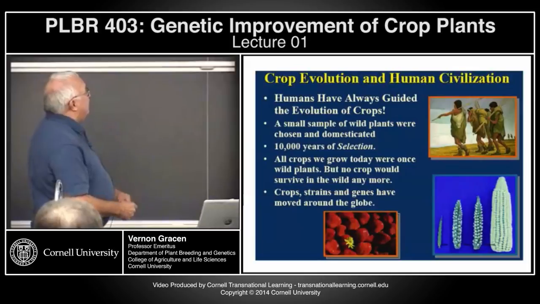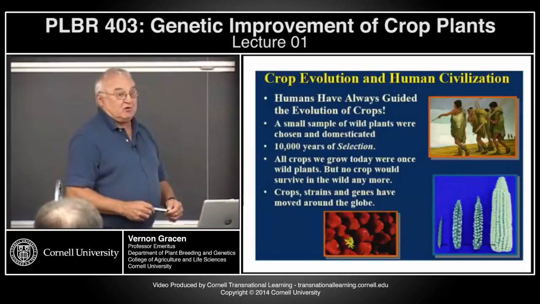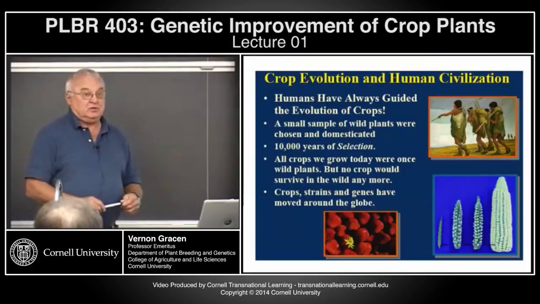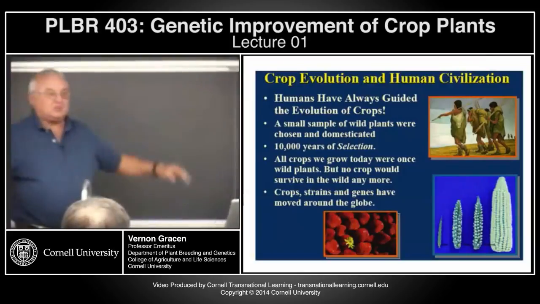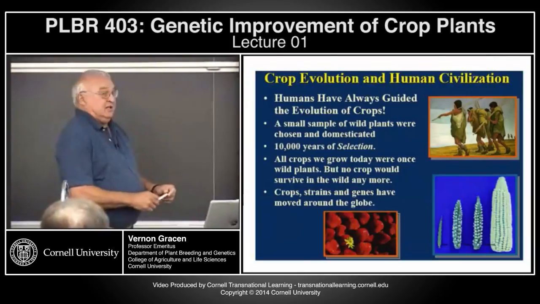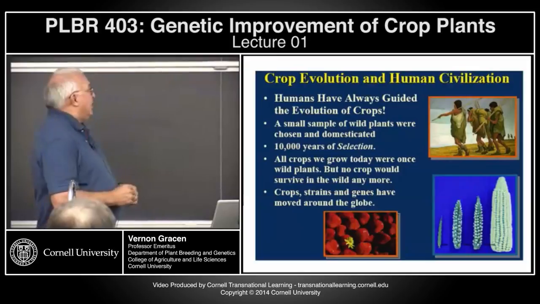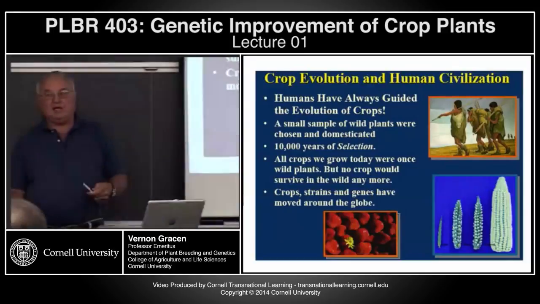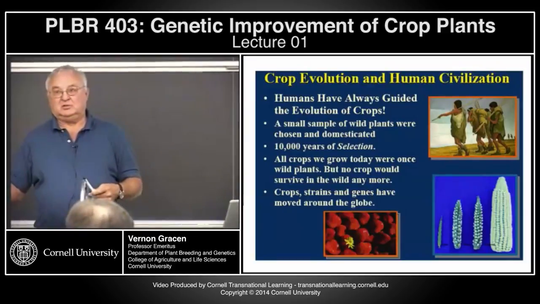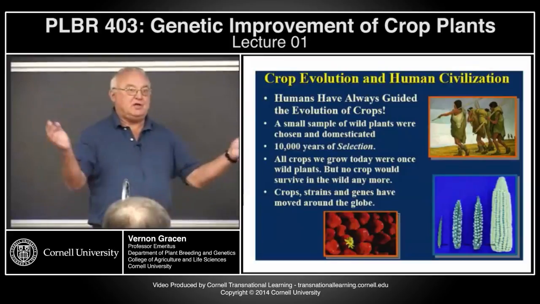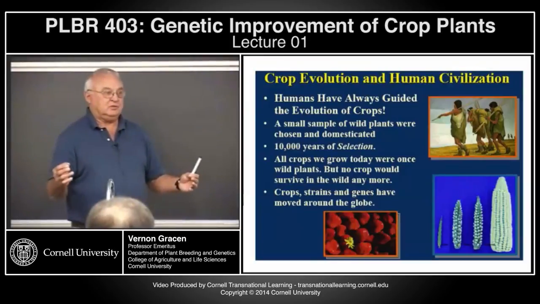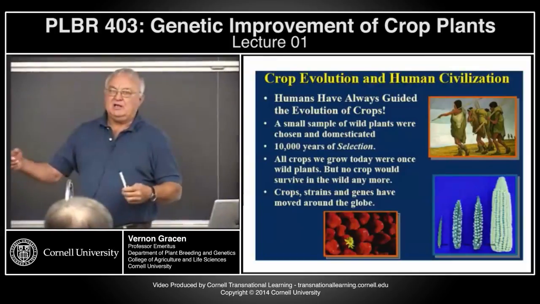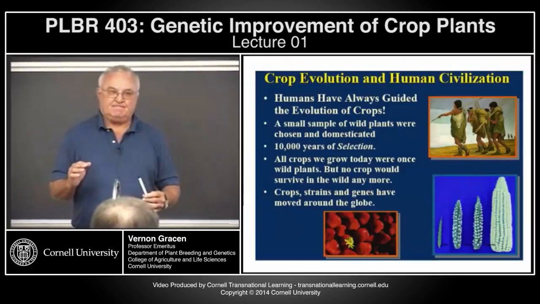In terms of crop evolution, humans have always guided the evolution of crops. A small sample of wild plants were chosen from thousands of wild species and domesticated. They've undergone 10,000 years of selection. Most importantly here, all crops we grow today were once wild plants. They were selected, domesticated, and developed by humans. More importantly, none of those crops would survive in nature today if humans disappeared from the planet.